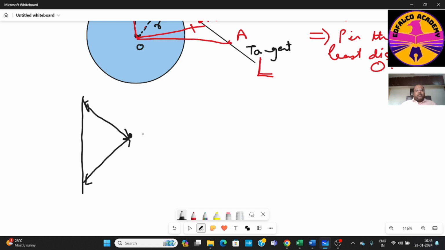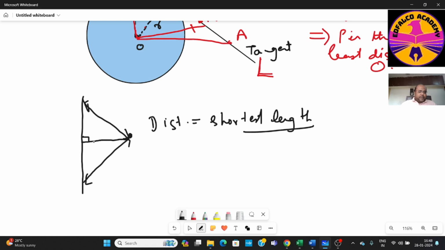So the distance is basically the shortest path, the shortest length. The shortest length will definitely come if you draw a line directly perpendicular to this line. So this will be D. If the length is D, that is the shortest distance between this point P and this line L. And that will come only if you have a 90 degree angle, the perpendicular from here to here. You can understand it's common logic, right?